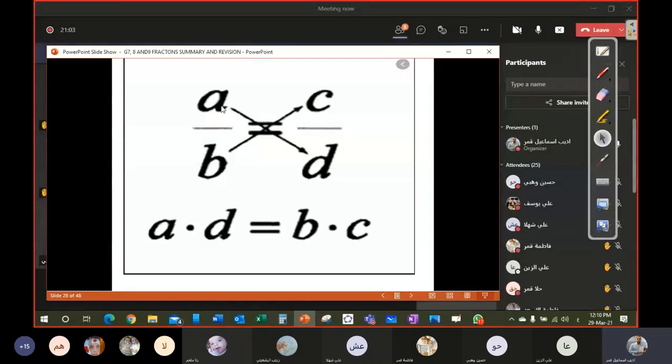Cross multiplication: if we have fractions that are equal, a over b is equal to c over d, we have to cross multiply. a times d equals ad, and b times c equals bc, so ad is equal to bc. This is cross multiplication. What should we put as a condition here?